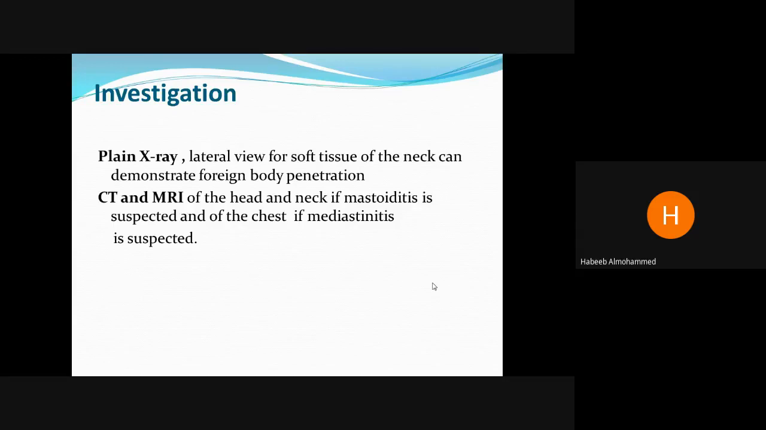Because during transfer from the emergency department or the ward to the radiological department, you might lose the patient. So you have to be sure his airway is adequate. The patient must be accompanied by an expert health professional like a doctor or resident, with prior communication and arrangement with the radiological department. Never send a patient whose airway is compromised because there is a risk of losing the patient.